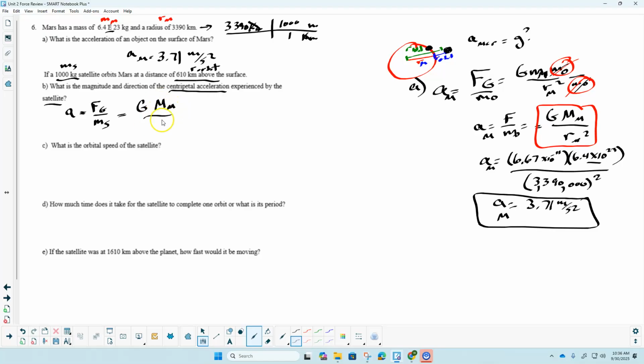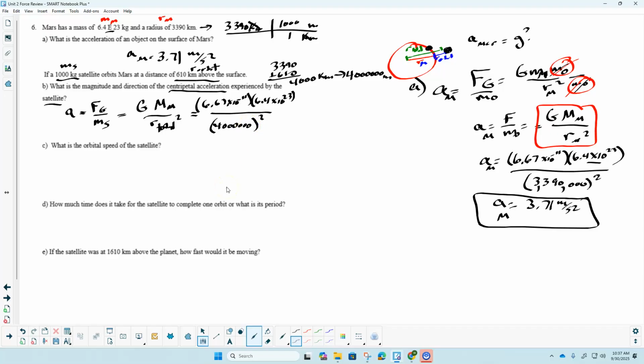Gravity and mass of Mars over the new total distance squared. Okay, so 6.67 times 10 to the negative 11th, that's still the same. The mass of Mars hasn't changed, that's 6.4 times 10 to the 23rd. What's changed is this radius squared. So it's going to be 3,390 plus 610. I picked that number to make it easy. So that's going to be 4,000 kilometers. And then again, you got to convert it. So it'd be 4 million, 4 with 6 zeros after it. And then you got to square it.